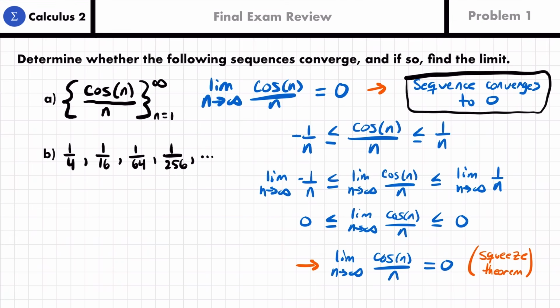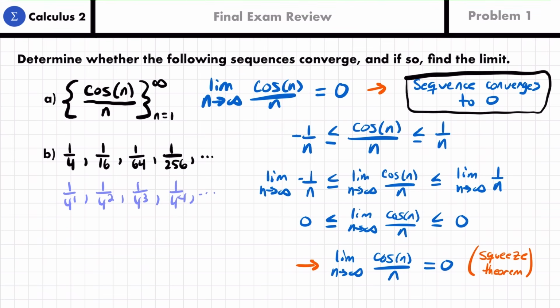Another way that you could write these terms is 1 divided by 4 to the first power, and then 1 divided by 4 squared, and then 1 divided by 4 cubed, and then 1 divided by 4 to the power 4, and so on. The next term would be 1 divided by 4 to the power 5, then 1 divided by 4 to the power of 6, and it would continue on from there. We can think of this first term as being the n equals 1 term, then this term is the n equals 2 term, and then the n equals 3 term, the n equals 4 term, and so on.